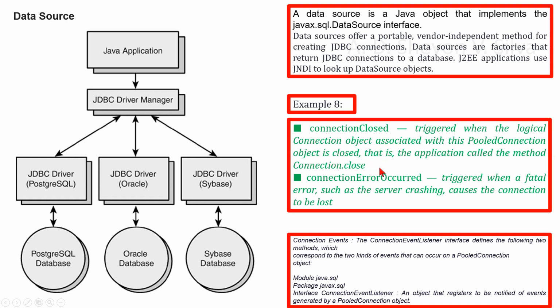connectionClosed is triggered when the logical connection object associated with this PooledConnection object is closed, that is, the application called the method connection.close. connectionErrorOccurred is triggered when a fatal error, such as a server crashing, causes the connection to be lost.